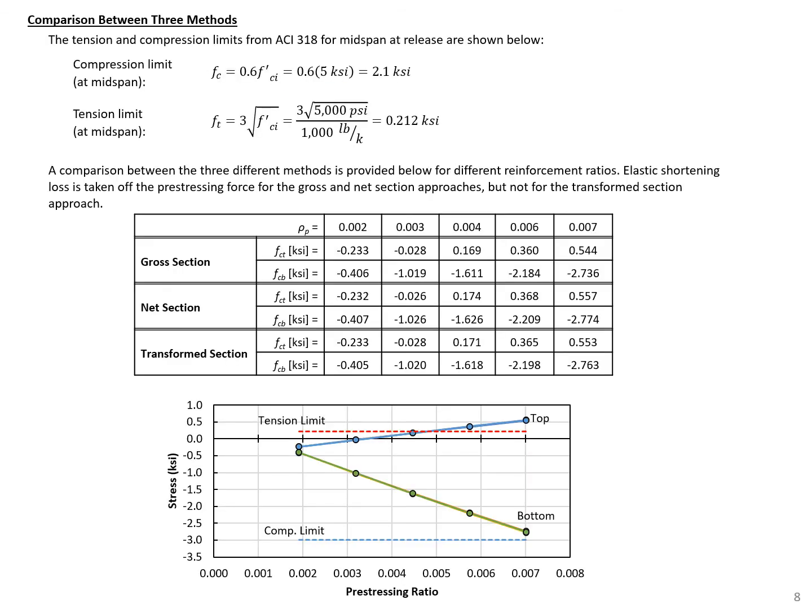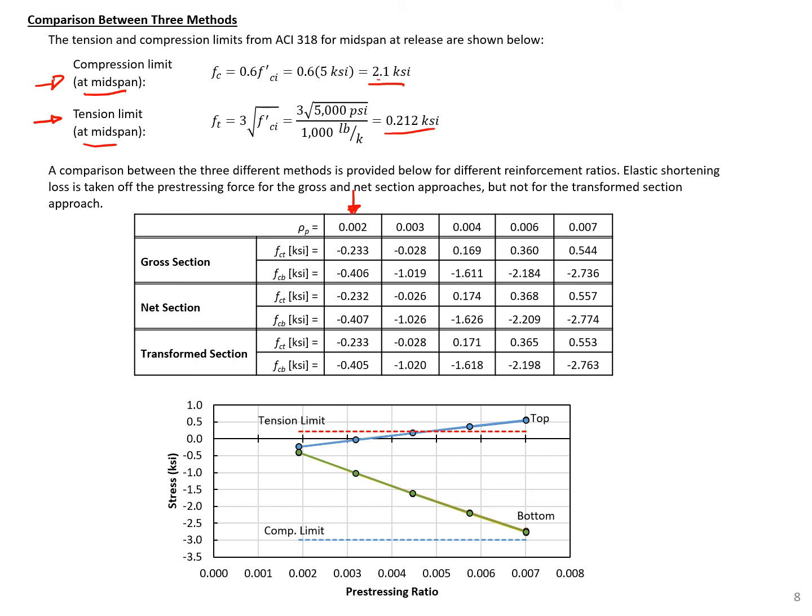On this slide, we have a comparison between the three different methods. First, we see the compression limit and the tension limit from ACI 318 at midspan at release. Our compression limit is going to be 0.6 times the release strength, 2.1 KSI, and our tension limit is going to be 3 times the square root of our release strength of the concrete, which will end up being 0.212 KSI. You can see in this example we had a pre-stressing ratio of about 0.002, and you can see how our stresses compare.